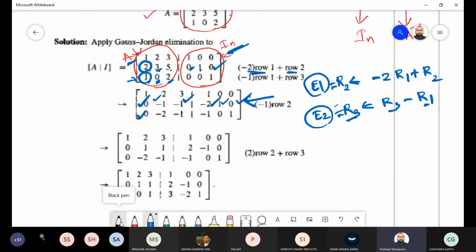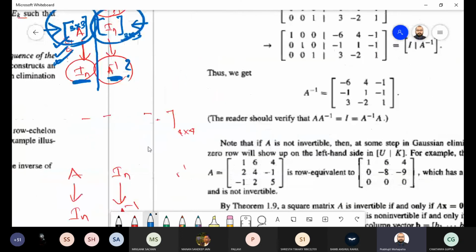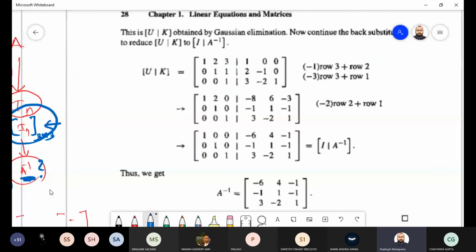So 1 minus 1 is 0. 0 minus 2 is minus 2. 2 minus 3 is minus 1. 0 minus 1 is minus 1. 0 minus 0 is 0. 1 minus 0 is 1. Okay. Similarly, you do the operations. Next you have to make this position 0. So you have to write row 3 equal to row 3 plus 2 times row 2. If you are adding, then you do the same operations on the other side, the same operations.